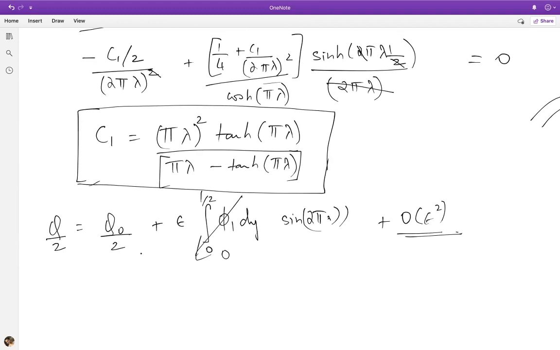Okay, so with those few comments aside, let's now pursue our main goal to calculate the change in the flow rate by going to the calculation at order epsilon square.